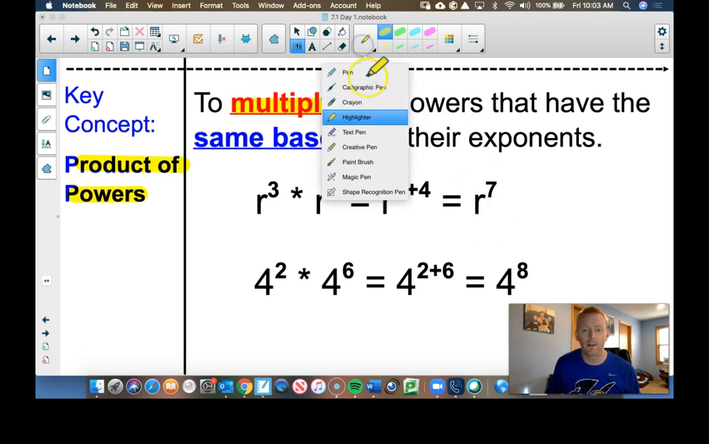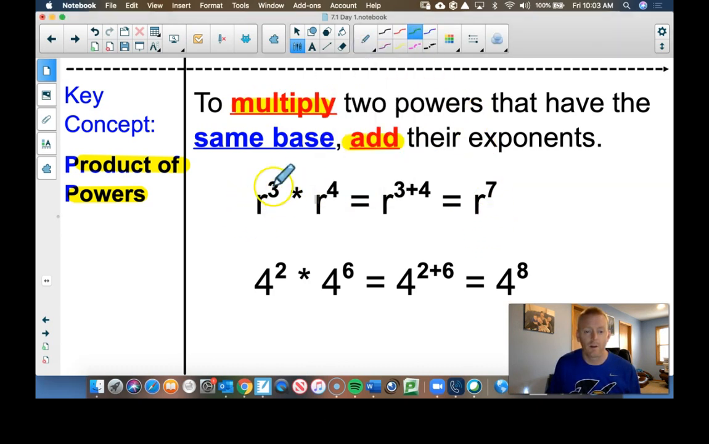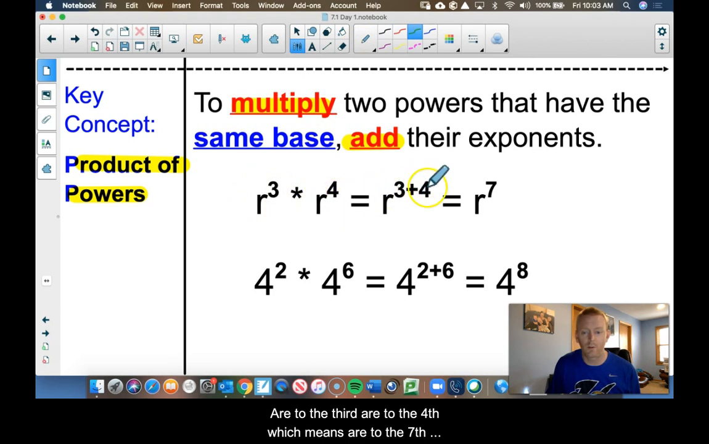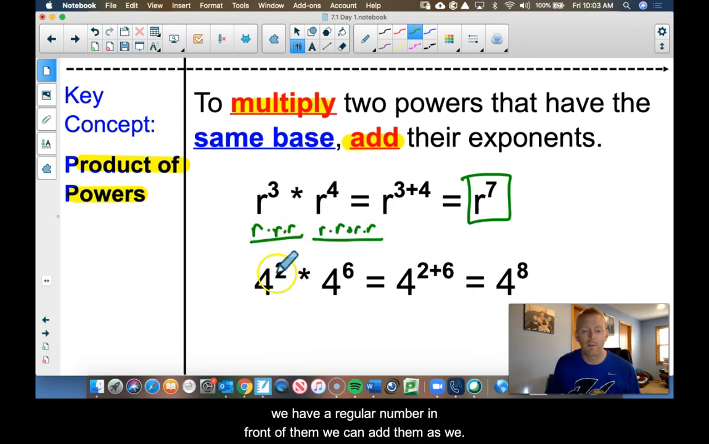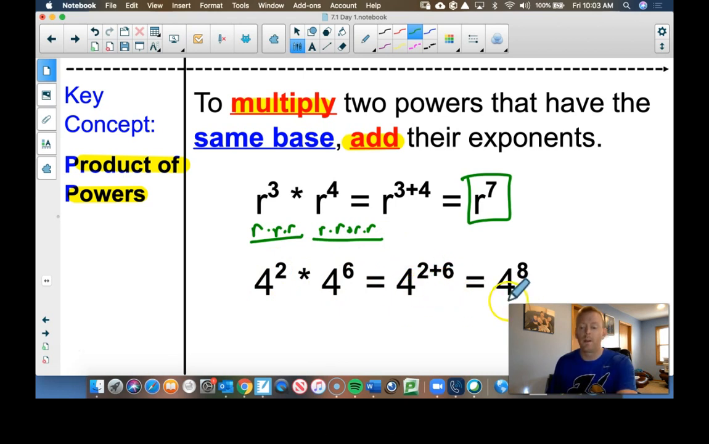So you'll see right here, we have r to the 3rd times r to the 4th, which means r to the 7th. Because this is r times r times r. This one is r times r times r times r. That's a grand total of 7 of them. Same thing happens if we have a regular number in front of them. We can add them as well. So let's practice that.